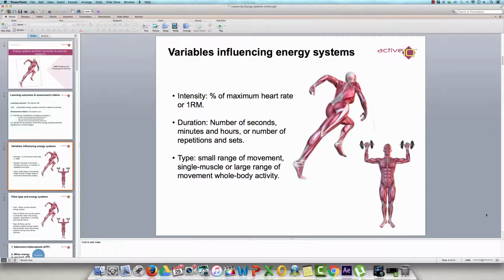And also, we've got the type of movement. If we're doing a very small movement with maybe a single muscle, that's going to use a different energy system compared to doing something like a squat, which is using lots and lots of different muscles. As we go through the presentation, we'll try and identify which movements, which intensities and which types of exercise will kick in and make us use different energy systems in the body.